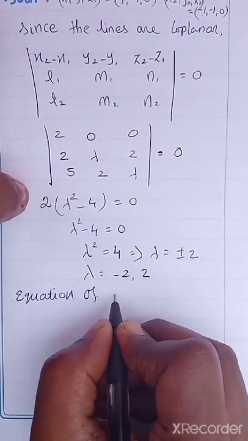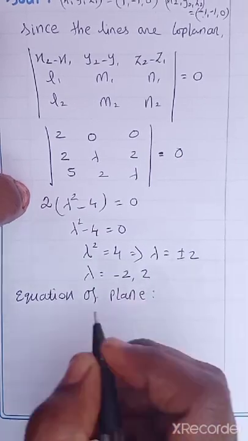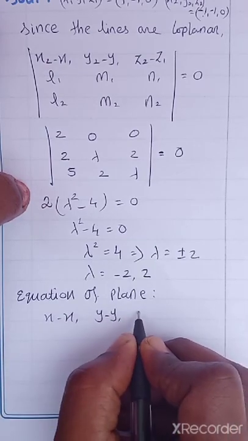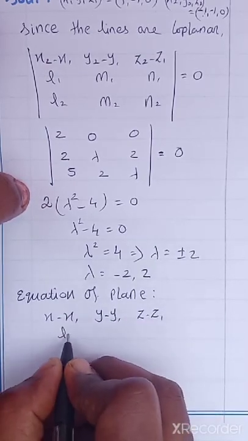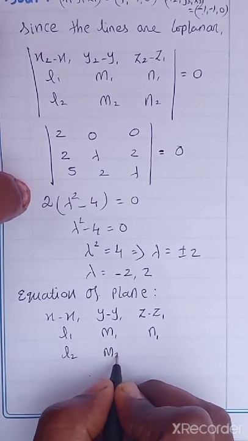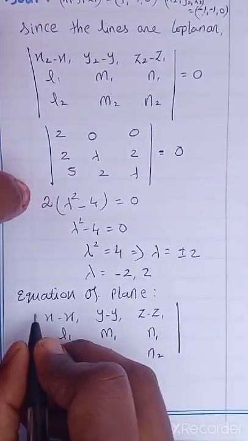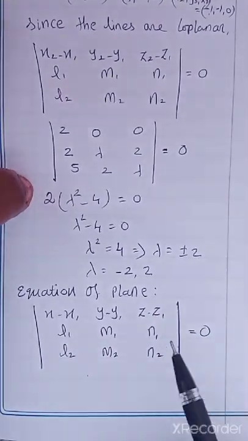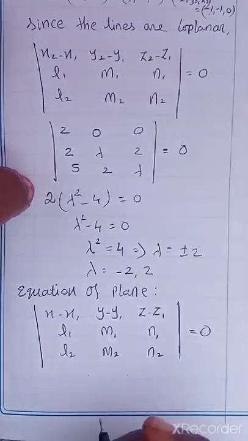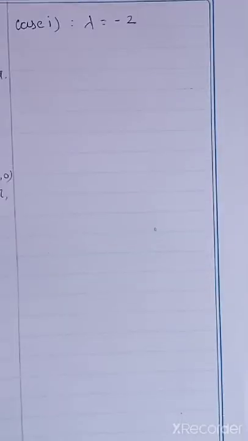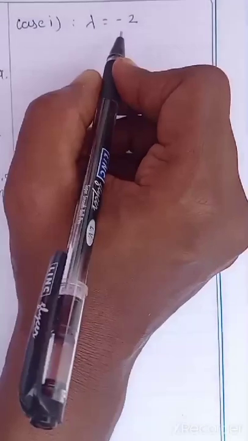Equation of plane. So what is your equation of plane formula? (x minus x1), (y minus y1), (z minus z1), l1 m1 n1, l2 m2 n2, which is equal to 0. Okay, so first case we can take lambda equal to minus 2. So instead of lambda, what we have to substitute?